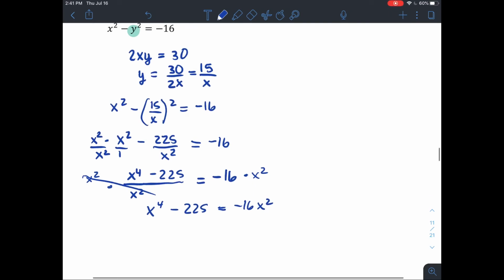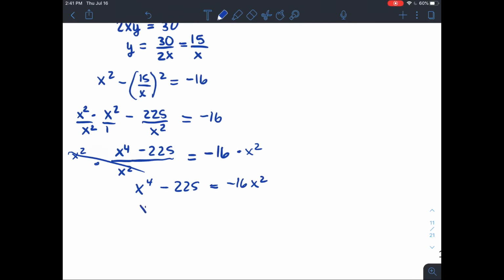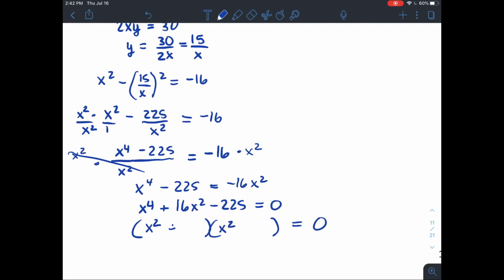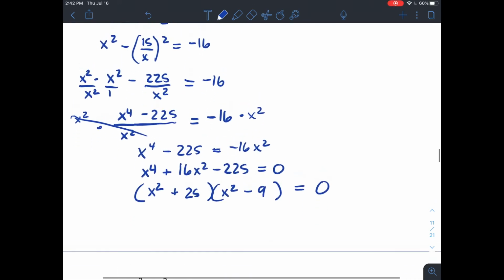And then I am going to add my 16x squared to get 0 on one side. And we talked about earlier in this class that we could factor that or use some different approaches to solve it because it's in sort of a quadratic type form. So I'm going to factor it into x squared plus 25 and x squared minus 9. Multiply it back together just to check yourself. That does equal the original.